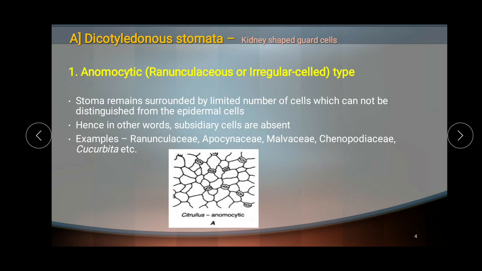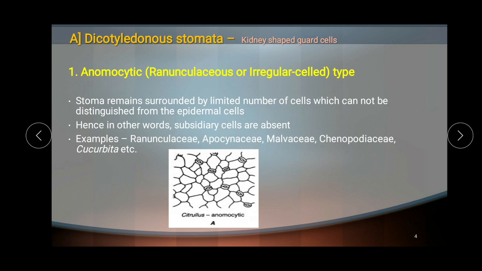The examples of this type are the members of families Ranunculaceae, Apocynaceae, Malvaceae, Chenopodiaceae, and the genus Cucurbita. In this diagram, you can see the subsidiary cells which are present in the surrounding of the guard cells. They are all of the same type. That means they cannot be distinguished from the other epidermal cells, and that's why we can say the subsidiary cells are absent. But the stoma remains surrounded by a limited number of cells.